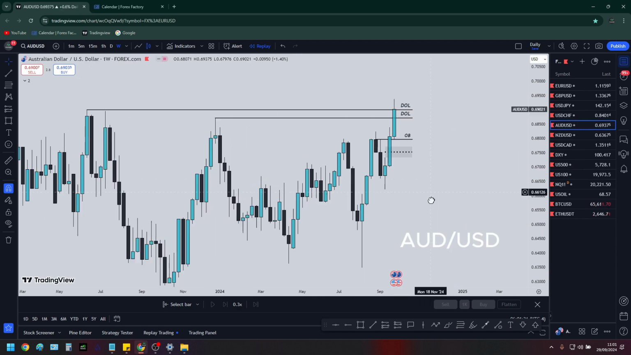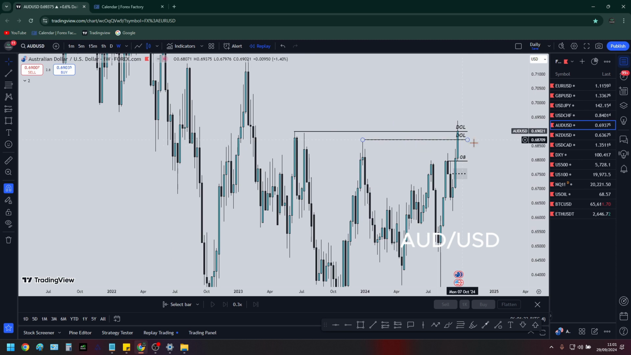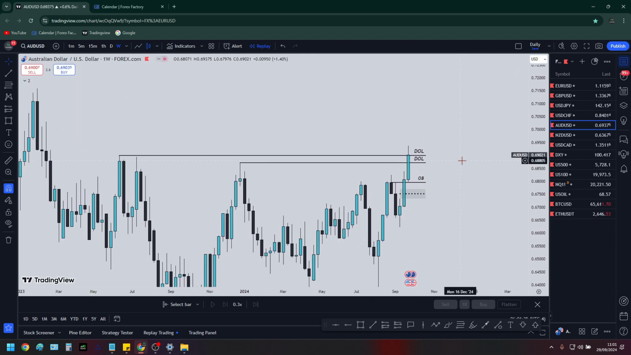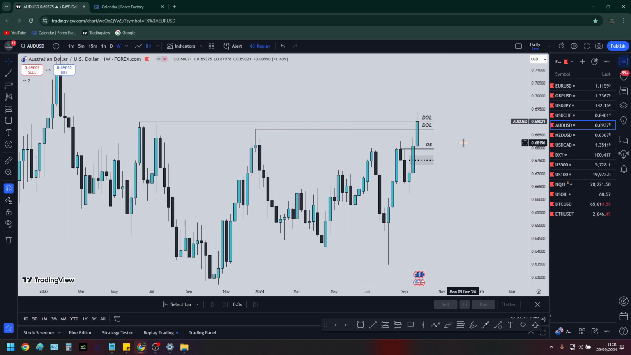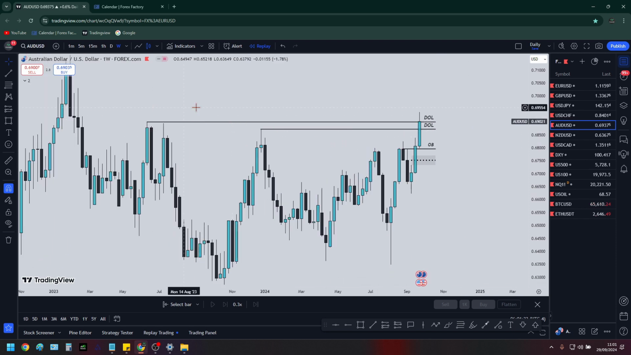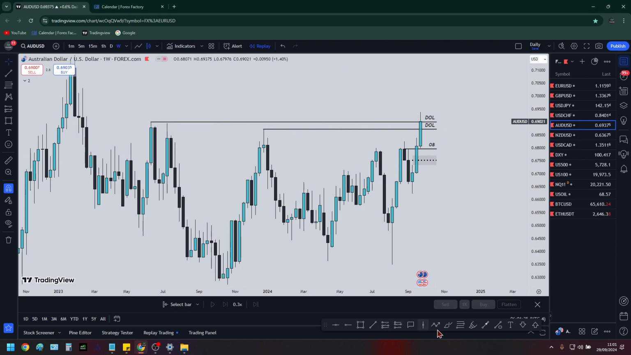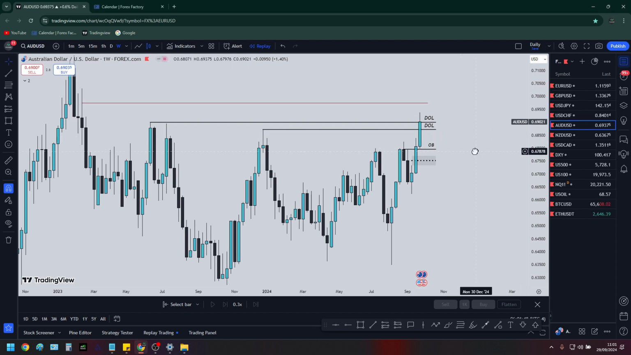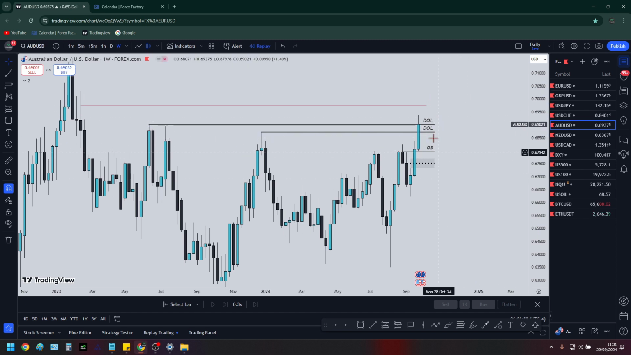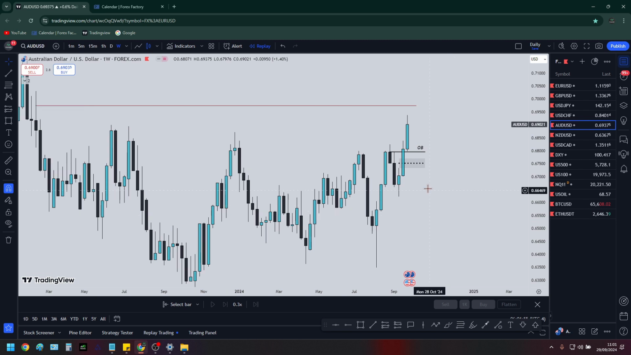AUD USD, bullish, strongly bullish. So DOL is drawn liquidity, and we now might retrace. Watching this 50% here. This is the weekly time frame, so bear in mind we didn't still reach the 50%, but we might, and then we might retrace.